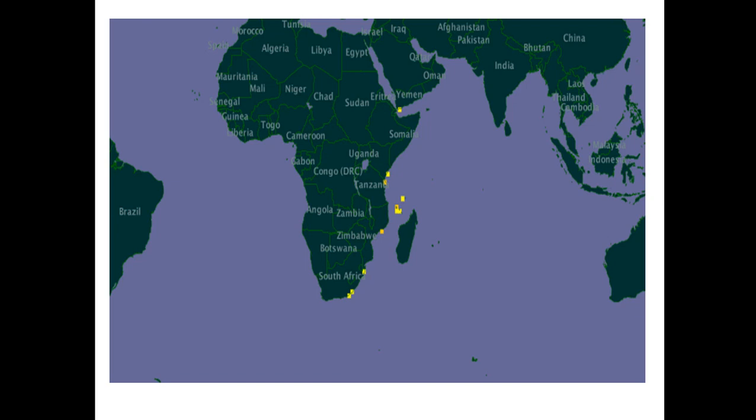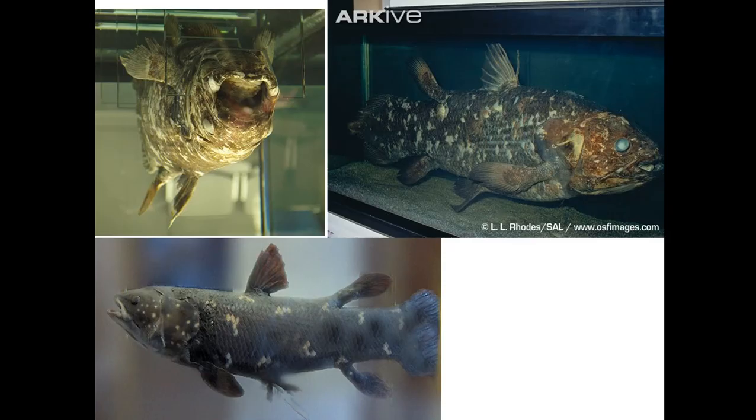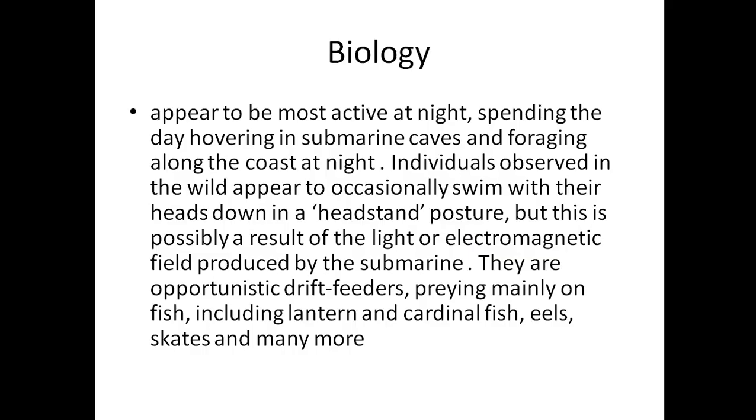See, wherever the yellow dots are seen on the map, this is where you can see the coelacanths. See, these are some of the archive photographs of the coelacanths. And these coelacanths are most active at night. Daytime they spend in submarine caves, usually foraging along the coast at night.